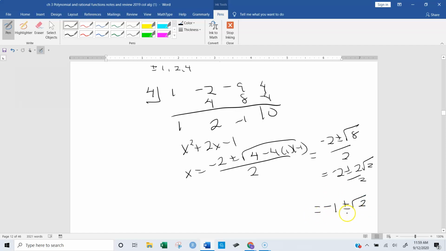Notice there are 2 roots here. These are irrational. That's why they're not in our form here. So our 3 roots are 4, minus 1 plus the square root of 2, and minus 1 minus the square root of 2. All right, good luck on your homework.